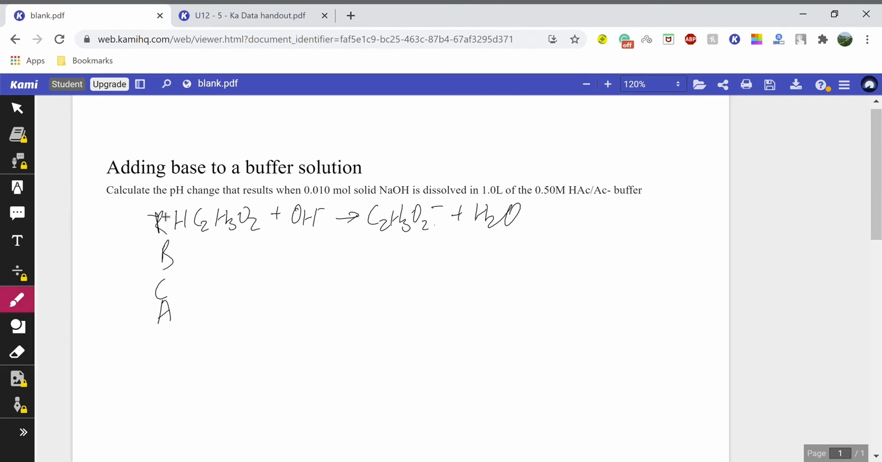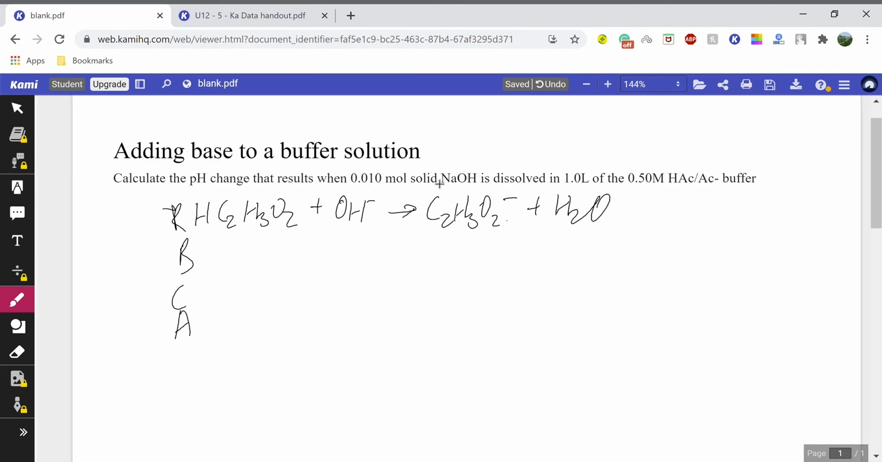RBCA. We have initial. How many moles do we have initially? Remember, when we're doing the RBCA chart, we're using moles only. It told us that we have 0.010 moles of NaOH. We need 0.50 molar, and since it's 1 liter, that will be equal to 0.50 moles. Moles divided by 1 liter is equal to 0.50 molar. Now, OH minus, we said we have 0.01, and since it's moles divided by 1 liter, it's going to be 0.01 again.